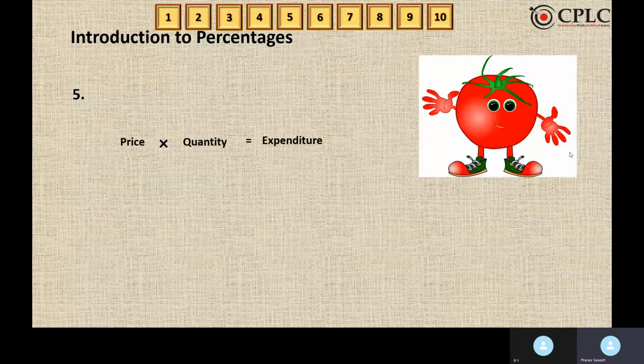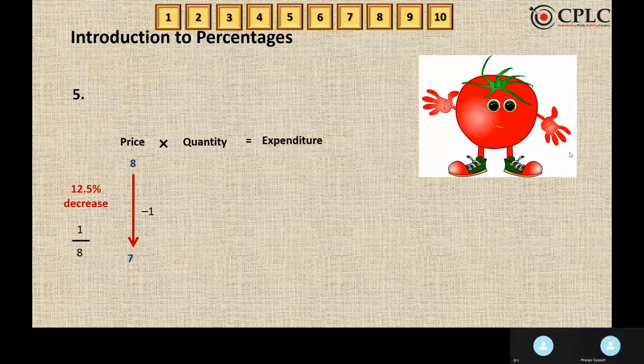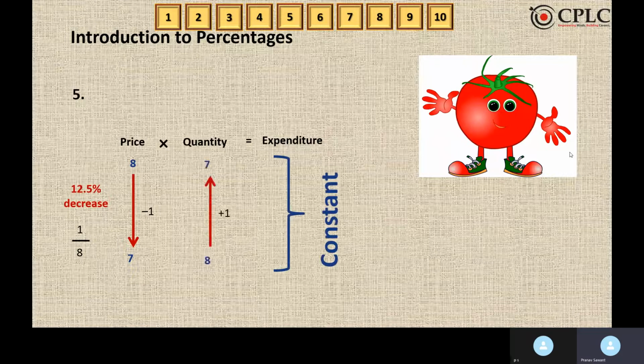We know one thing, that price into quantity will give us expenditure. Over here the expenditure is constant. Price reduced by 12.5%. So by using the method of parts, 12.5% is 1 by 8. We can say that 8 is the price, it's decreased, so we will subtract 1 and we will get 7. Now quantity has to increase. So 7 will be the quantity, 8 will be the price.